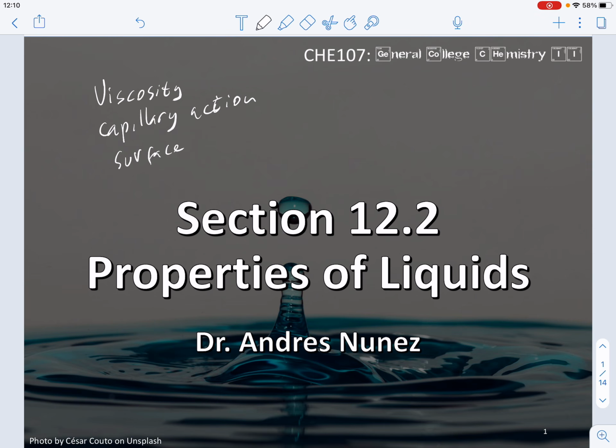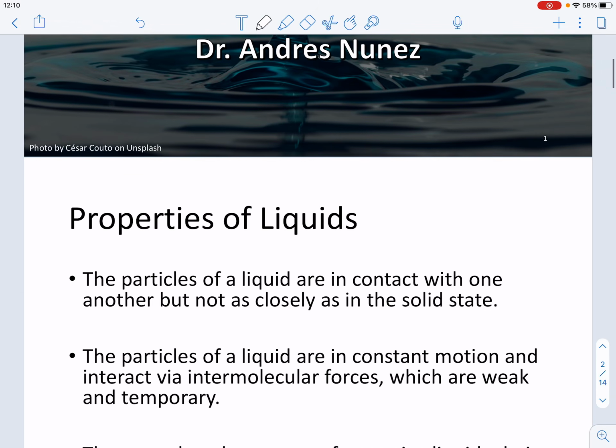And these properties I like to see more like a behavior. It's something that you can observe liquids doing, and the origin of these properties, of these behaviors, is the intermolecular forces. Okay, so liquids exhibit these behaviors because of the intermolecular forces. And we're gonna explore what all these properties are.